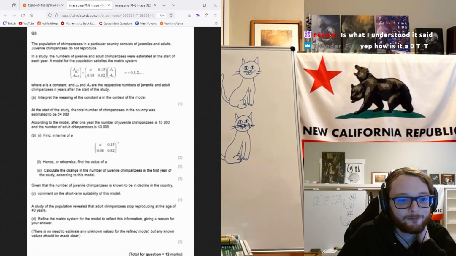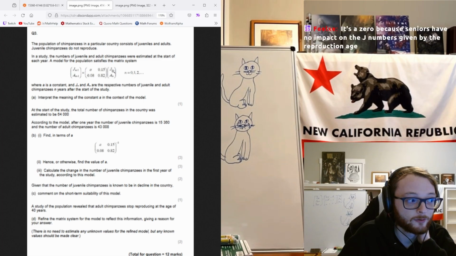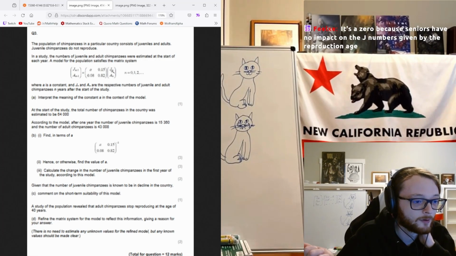Basically, if we recap what this first line means for the juveniles, the A or the 0.6 is baby chimpanzees coming of age and existing juveniles not dying. And the 0.15, I think, is from the adults reproducing. And the adults have no other effect on the juveniles that I can figure out. So if we add on another column for the seniors, who don't reproduce, I can't figure out any other justification for why the seniors would affect the juveniles. That's why I came up with 0 there.